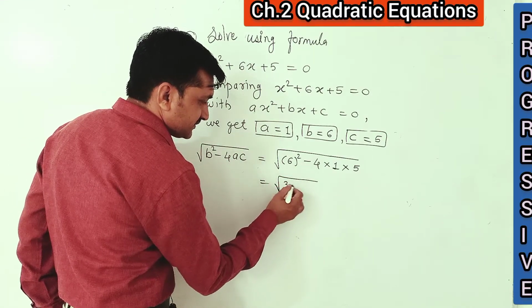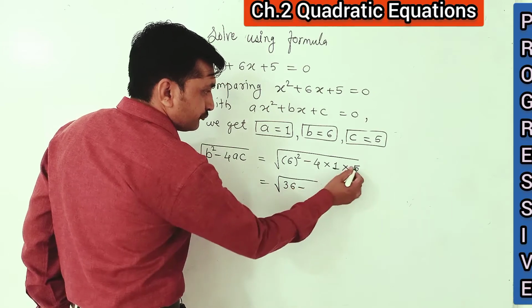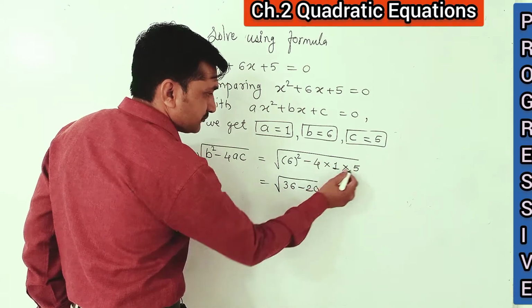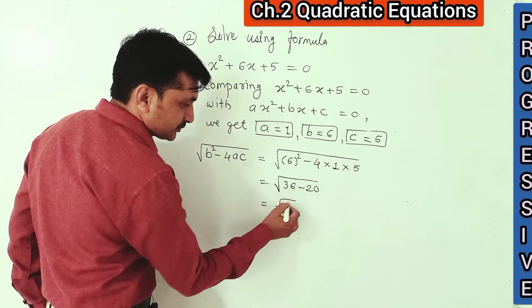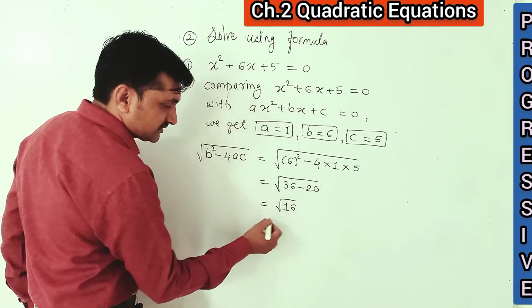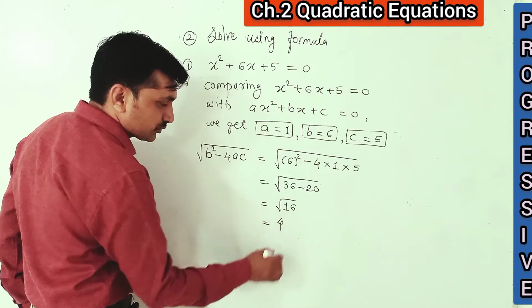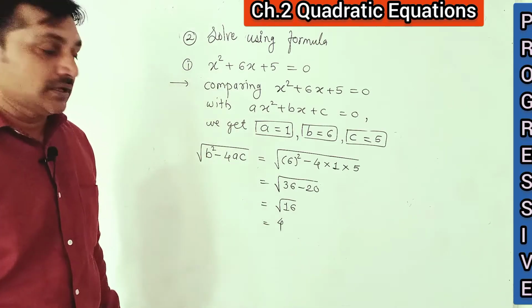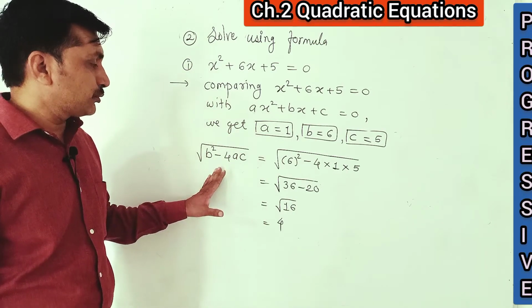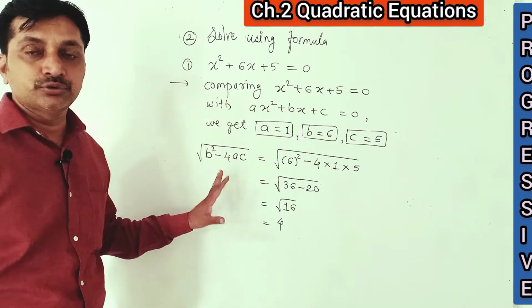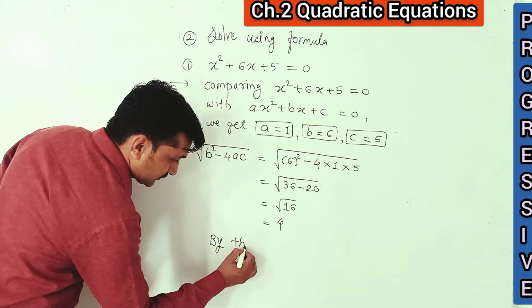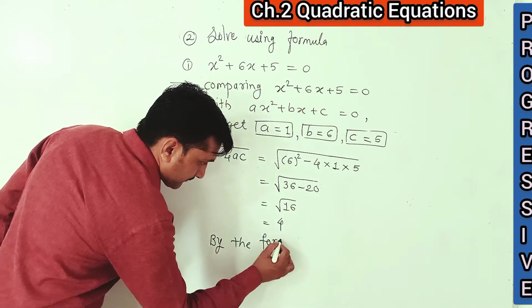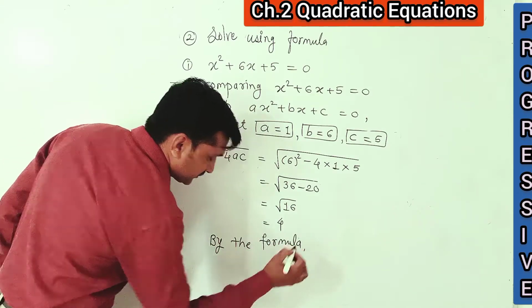6 square is 36 minus 4 5s are 20, right? 4 5s are 20, 2 1s are 20, so it is square root of 36 minus 20, that is 16, and 16 is a perfect square, that's why we can take its square root, 4. In this way we got the value of square root of b square minus 4ac. Now write the formula. By the formula.